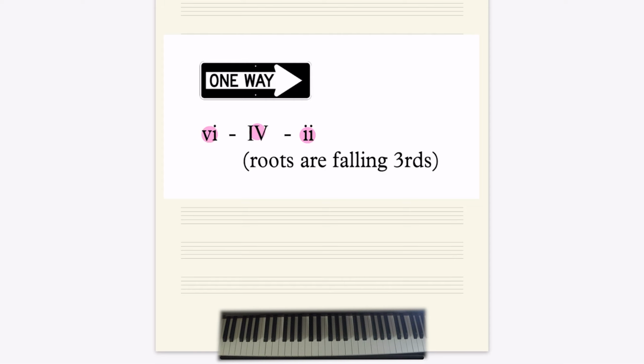However, there is an order of predominants that must be followed. 6, 4, 2. It's falling thirds. The roots of those chords are falling thirds. 6, 4, and 2. Never any other way around.